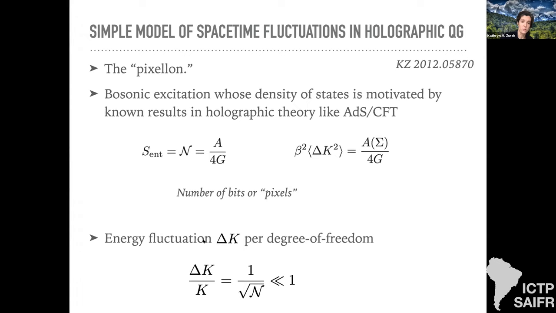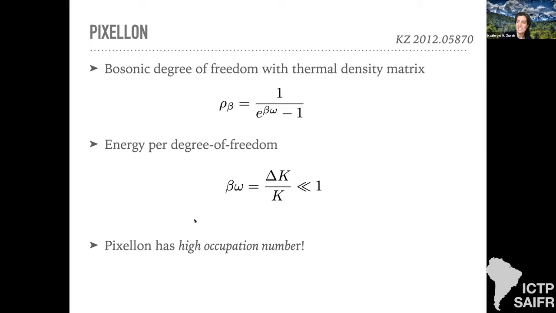I have bosonic degrees of freedom because they're associated with these metric fluctuations, and their energy per degree of freedom is very small. Now, similar to any quantum field theory restricted to the diamond, it has a thermal density matrix. So I'm going to look at the thermal density matrix for these bosonic fluctuations. The energy per degree of freedom is motivated by AdS/CFT: delta K on K is very small. So I need to expand this density matrix in the small beta omega limit, and that implies a high occupation number.